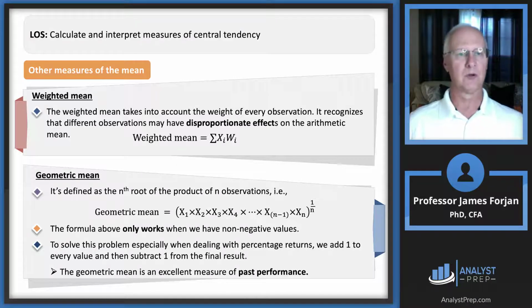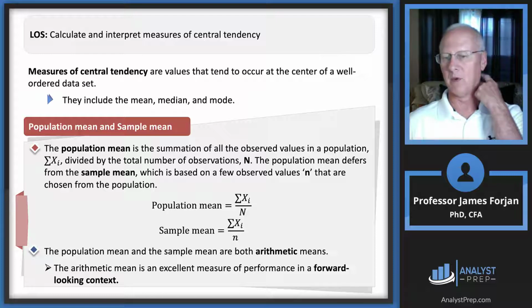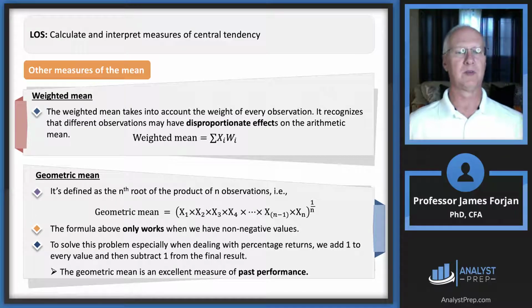So I want to make sure that I call your attention to this. Look down here at the very bottom arrow point. Forward-looking context for population and sample mean, past performance for geometric mean. That sounds an awful lot to me like an obvious question to ask on the exam.